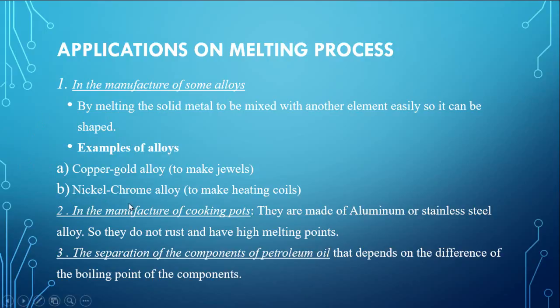Melting process is used in the manufacture of cooking pots. Cooking pots are made of aluminum or stainless steel alloy. Why? So they do not rust and have high melting points. Also, boiling is used in the separation of the components of petroleum oil. That depends on the difference of the boiling points of its components.